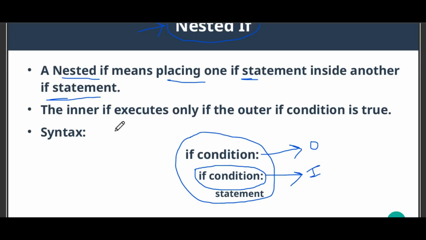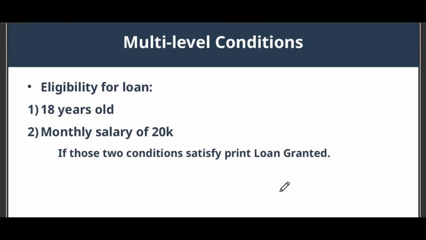Now the inner if, which means this one, executes only if the outer if condition is true. Which means if this condition becomes true, only then this condition will execute. If somehow this condition becomes false, then this condition also will not execute. So this inner if conditional statement completely depends on what? The outer if conditional statement.